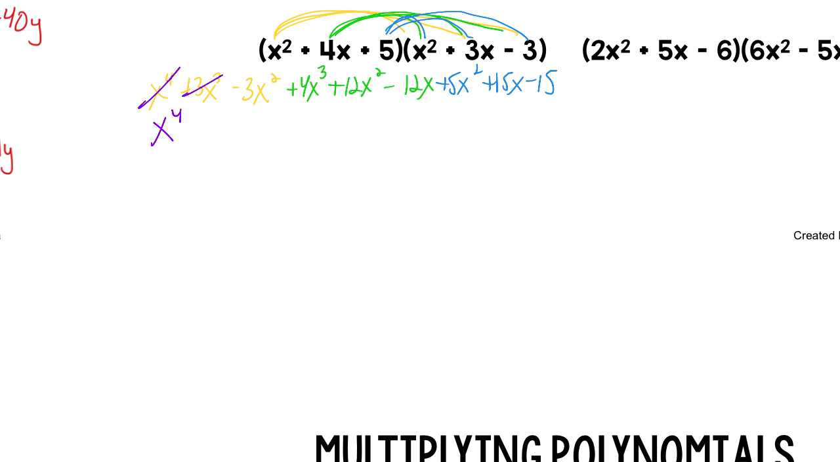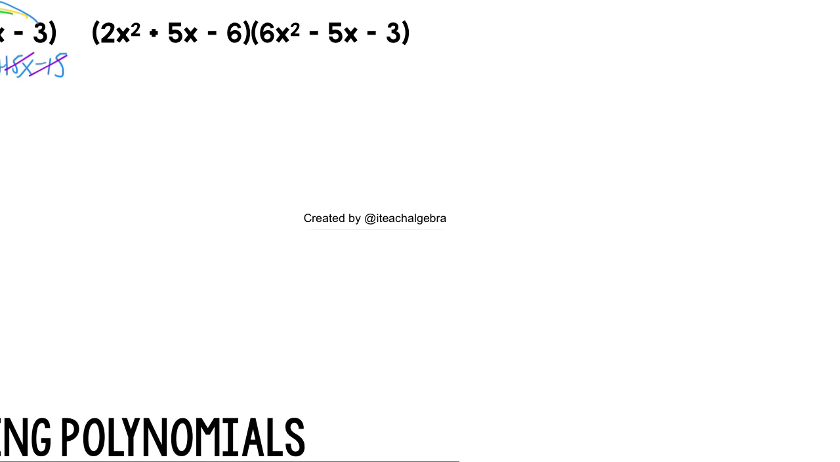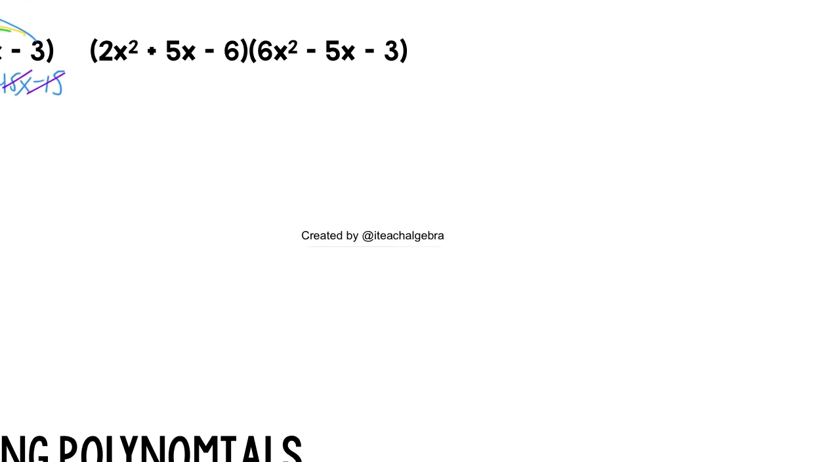3x cubed plus 4x cubed is plus 7x cubed. Negative 3 for the squares, plus 12 is 9, plus 5 is plus 14x squared. Negative 12x plus 5x plus 15x is plus 3x. And then minus 15 on the end. Very last one. I know you can do it. Scoot it down. There we go.